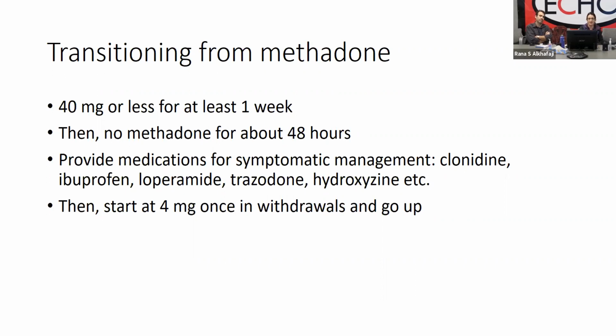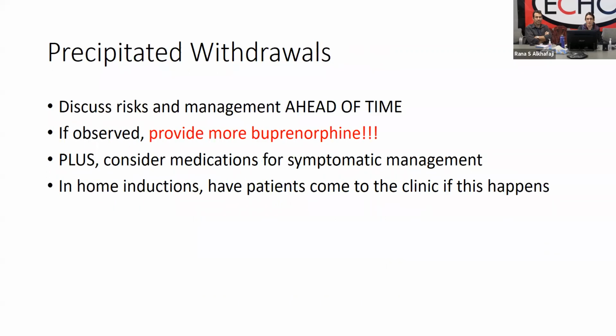And then same thing as we talked about with the shorter acting induction, starting at 4 milligrams once in withdrawal and moving up. Sometimes with methadone in our in-clinic inductions, sometimes we'll go even slower, starting at 2 milligrams. Just because it just can take a little bit more time for that shift to occur and you're less likely to make them feel as uncomfortable. So what do we do if we precipitate withdrawal?